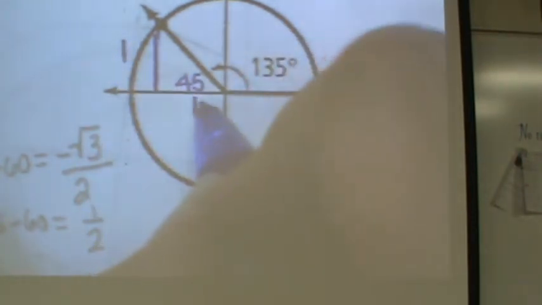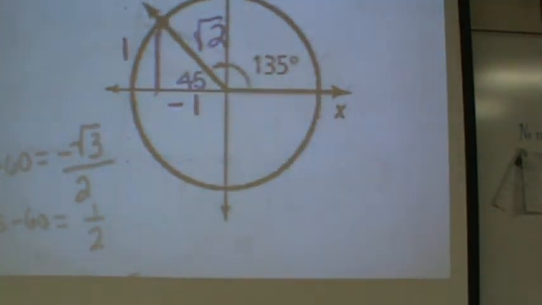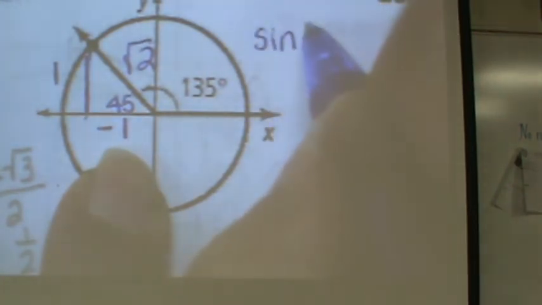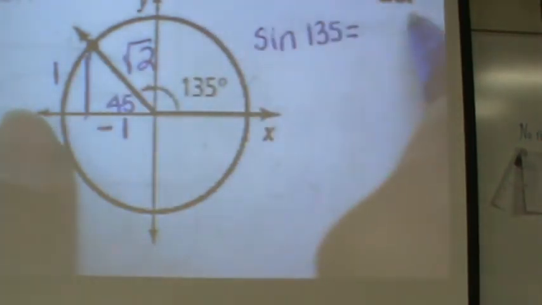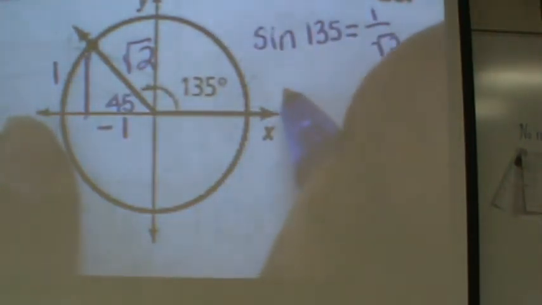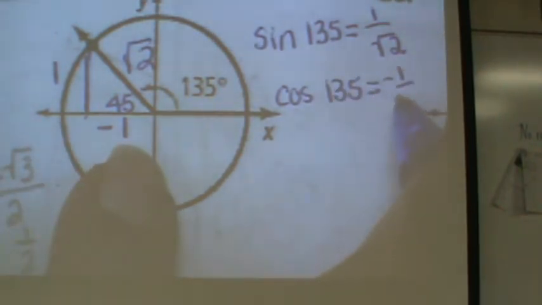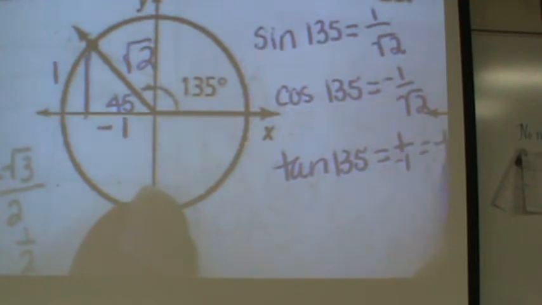What do you know about the ratio of the sides opposite and adjacent of a 45? They're both the same, 1, 1. But you're going to name that -1 because you went left 1. Does that make sense? Okay, now what's the sine of this angle right here? It's 1 over root 2. So sine of 135 is opposite over hypotenuse, 1 over root 2. What's the cosine of 135? -1 over root 2. And what's the tangent of 135? 1 over -1, which is -1.